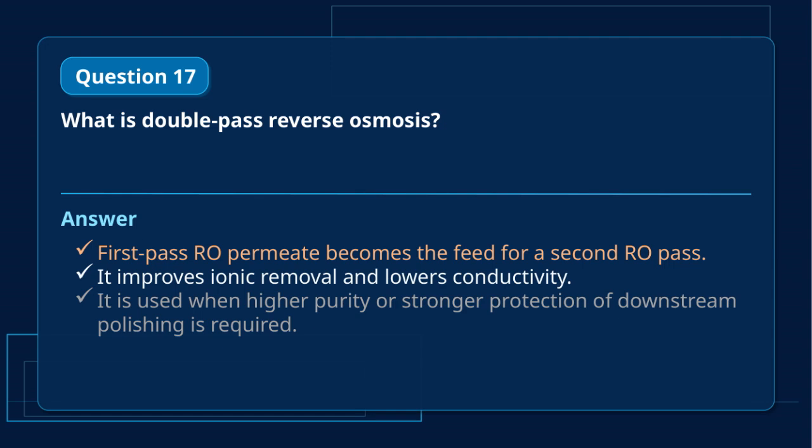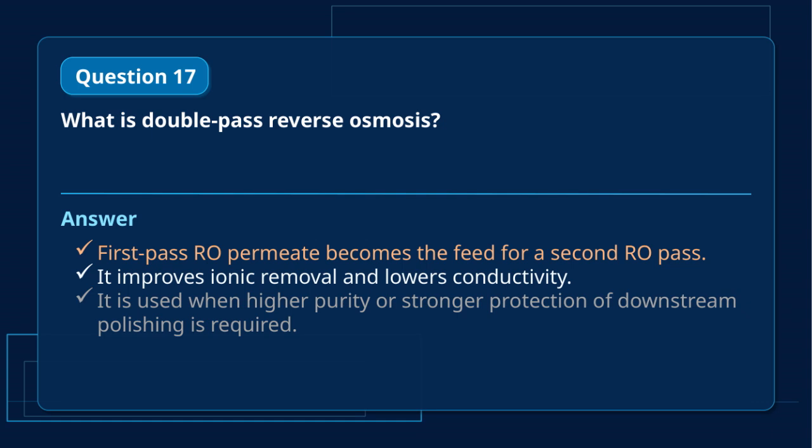Essentially, in double-pass RO, the permeate from the first pass, the purified water that has passed through the membrane, becomes the feed water for a second RO membrane. This second pass further purifies the water, improving the removal of ions and significantly lowering the conductivity. This process is especially important when we need higher purity water or want to ensure stronger protection for downstream polishing steps. So, by running the water through two stages, we achieve a much higher quality of purification than a single pass alone.